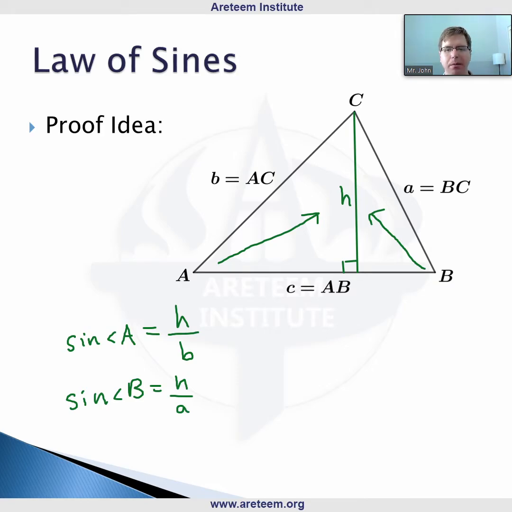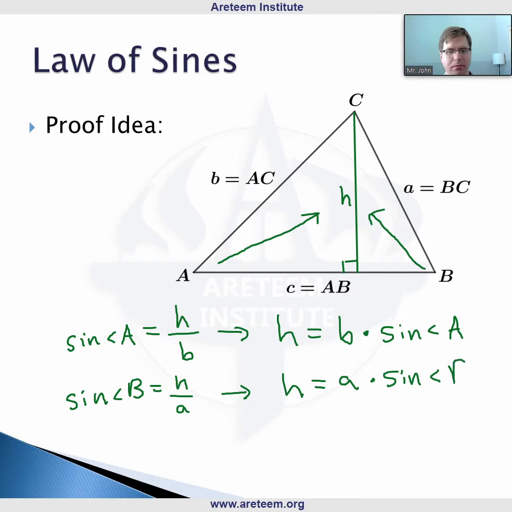Moving things around a little bit, we can solve both of these for h. So h is b times sine of angle A. And you probably can see where this is going by now, because then we also have h is a times sine of angle B. And so if we set these equal to each other, we have that b sine of angle A is equal to a times sine of angle B.